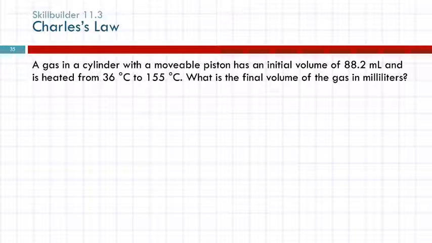Gas in a cylinder with a movable piston has an initial volume of 88.2 milliliters and is heated from 36 degrees Celsius to 155 degrees Celsius. What's the final volume of the gas in milliliters?